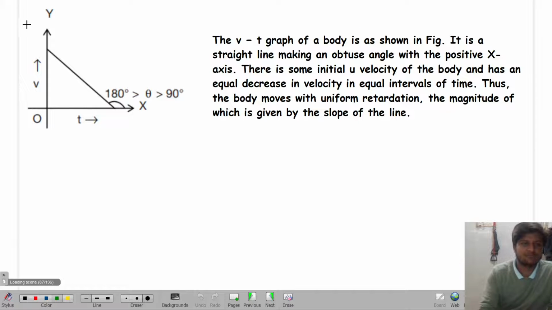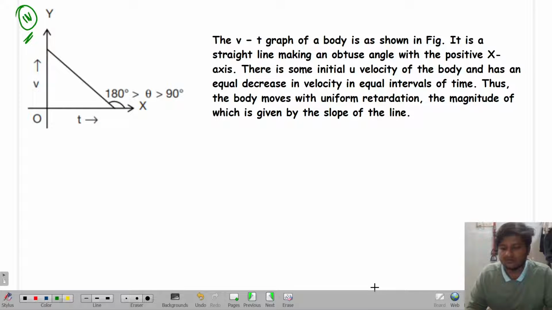Moving to the next case. Fourth case, Type 4. And this is, let's suppose, coming to this point. Now, can you tell me what is the nature of this graph?